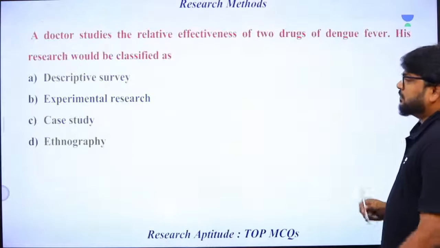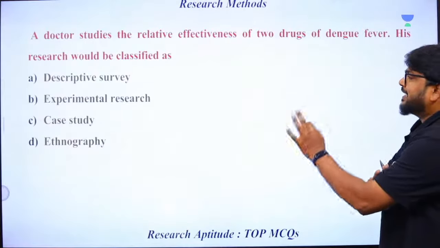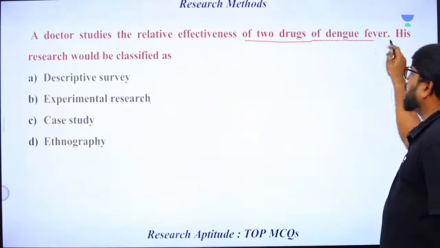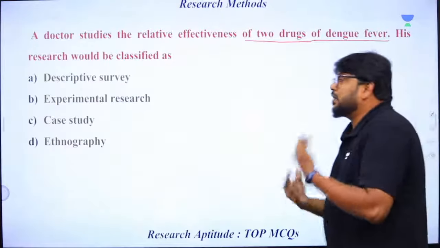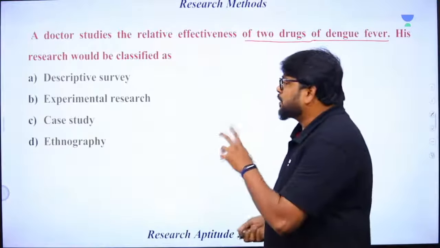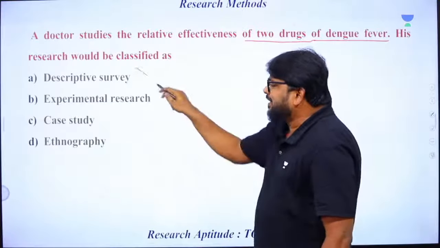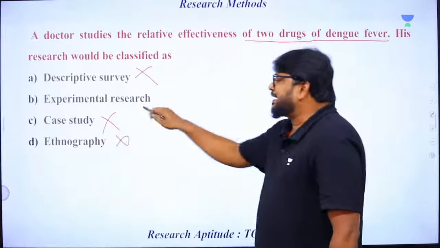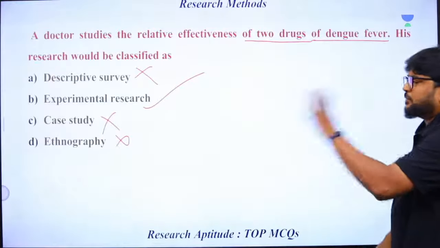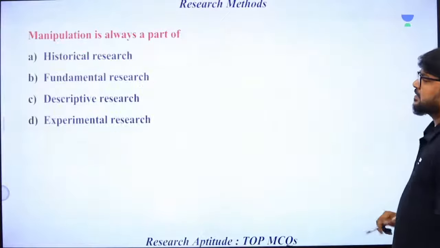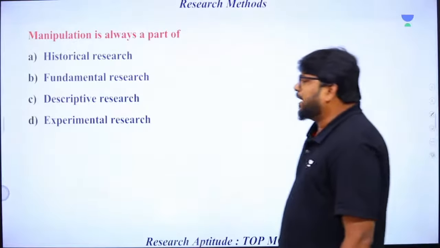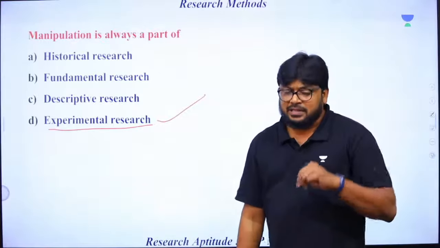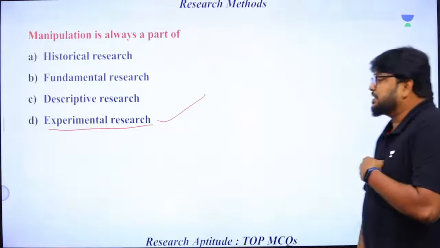Very good. Next, a doctor studies the relative effectiveness of two drugs on dengue fever. See here, a new question has been asked. Research would be classified as, this is not a descriptive survey, this is not a case study, this is not ethnography, this is research related to experiment. So this is experimental research. Next, manipulation is always a part of experimental research. This particular word has been repeated in the earlier one, my dear friends. So this is experimental research.